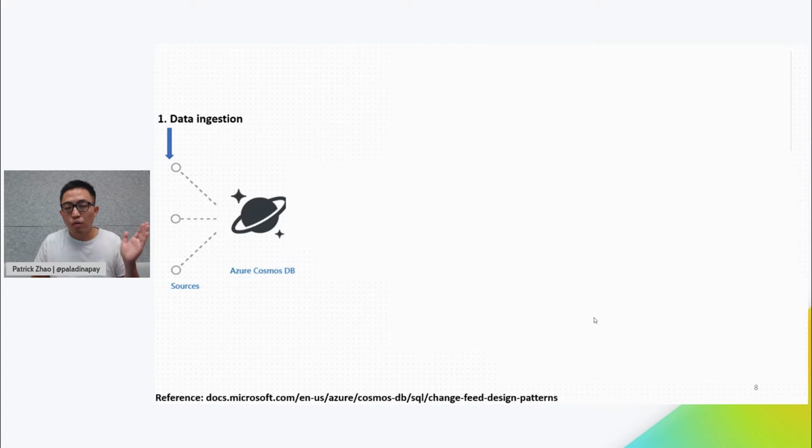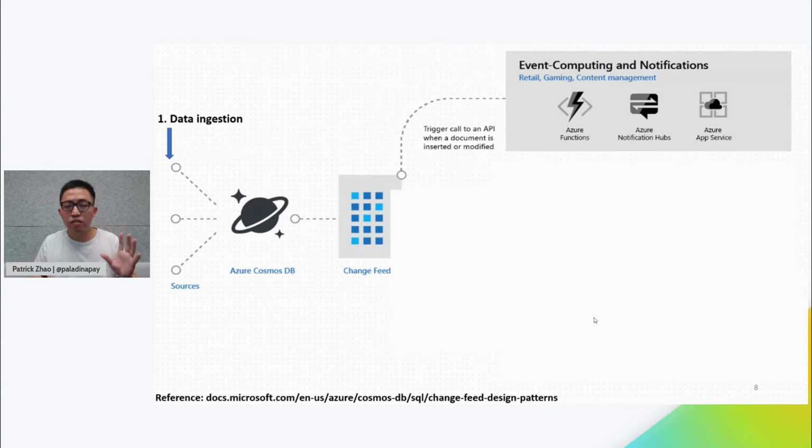Now, once we have the data arrived, change feed comes into play. It's going to capture the change in a document, either a document insertion or update. You might wonder why no deletion. I'll explain that later. But once we have some item appear on the change feed, we can do something subsequently.